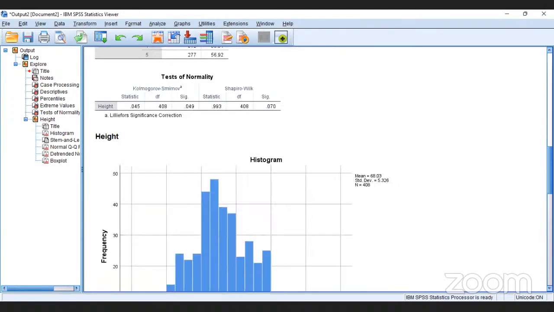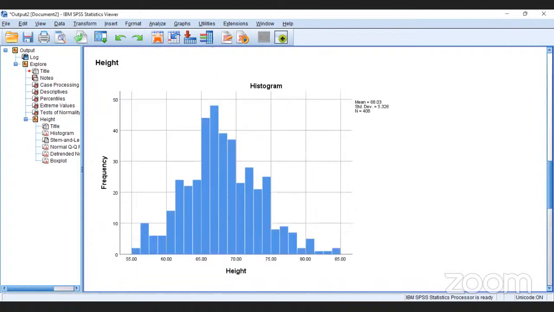Then we equally talked about testing for normality, where we said we can test for normality using the Kolmogorov, or we use a Shapiro. And we explained that if our data is not normally distributed, then the Kolmogorov and Shapiro will be significant. If our data is normally distributed, they will be insignificant. That is the principle we established as far as that is concerned.